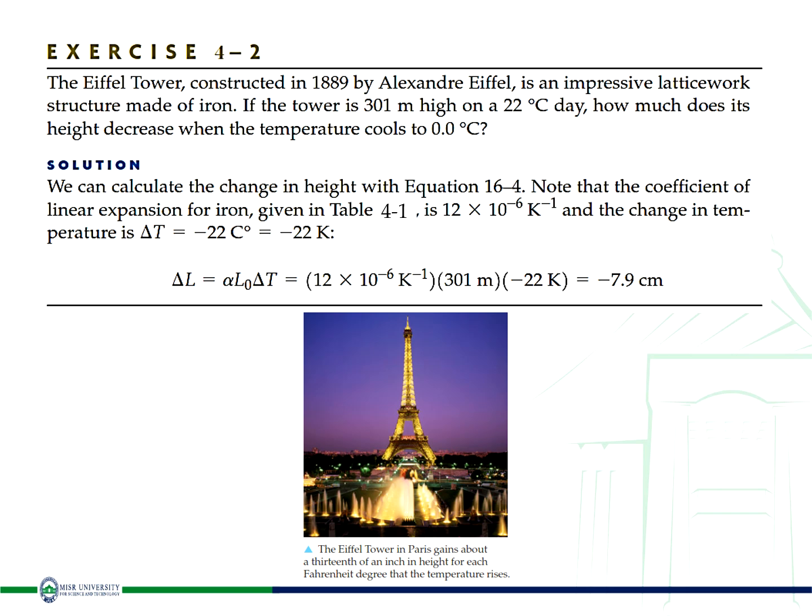Plugging these values in, as you see on the slide, delta L equals 12 times 10 to the power of minus 6 K inverse, times 301 meters, times minus 22 K. This results in approximately minus 7.9 centimeters. So, the Eiffel Tower contracts by about 7.9 centimeters when it cools down. A clear demonstration of how materials respond to temperature changes.